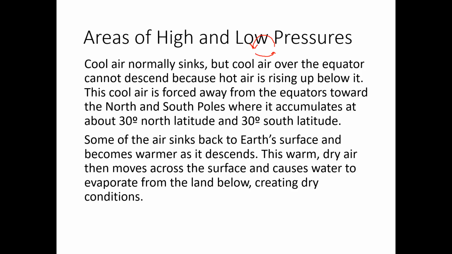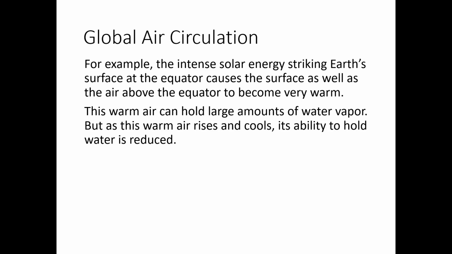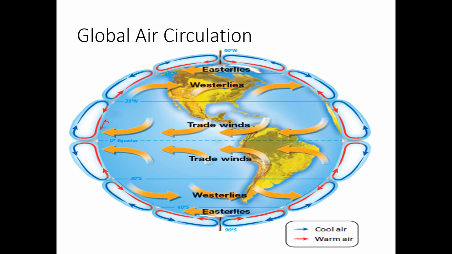And the result of that is, as that cold air comes back down, it's going to start to warm up. That warm air is going to start sucking up the water vapor from the land below, which is going to create dry conditions. So that's why a lot of your deserts are going to occur at 30 degrees north and 30 degrees south latitude, because that cold air that warms up sucks up all that water vapor that's in the air down below.